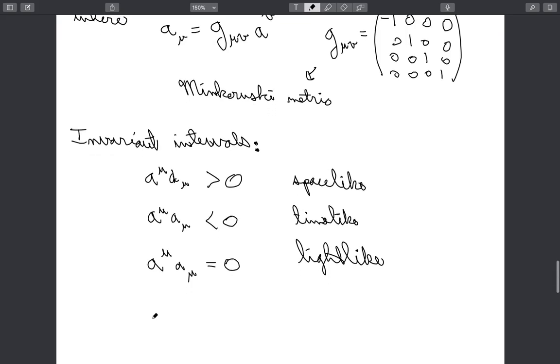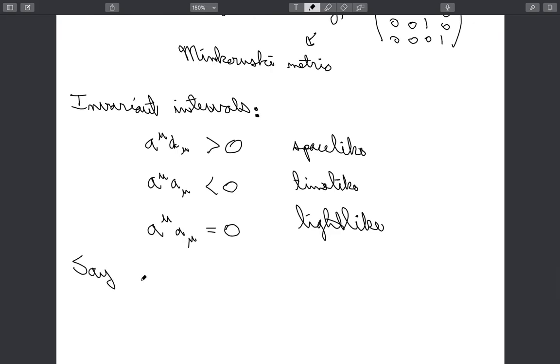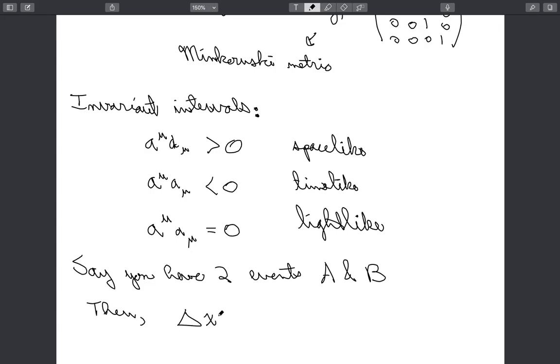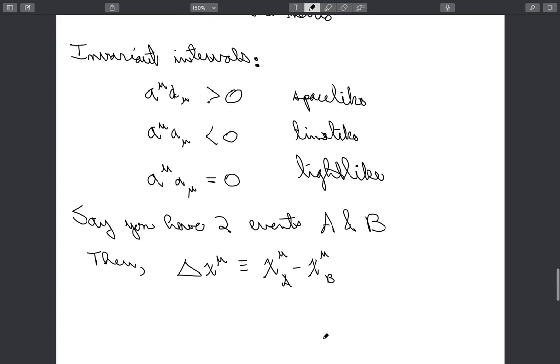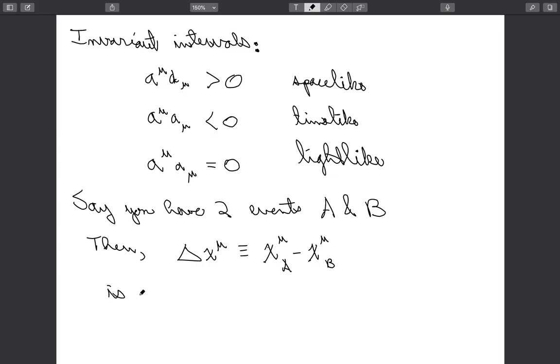Okay, so let's now say you have two events, A and B. Then the difference delta x mu, by definition just the component-wise difference between the coordinates, is called the displacement four-vector.